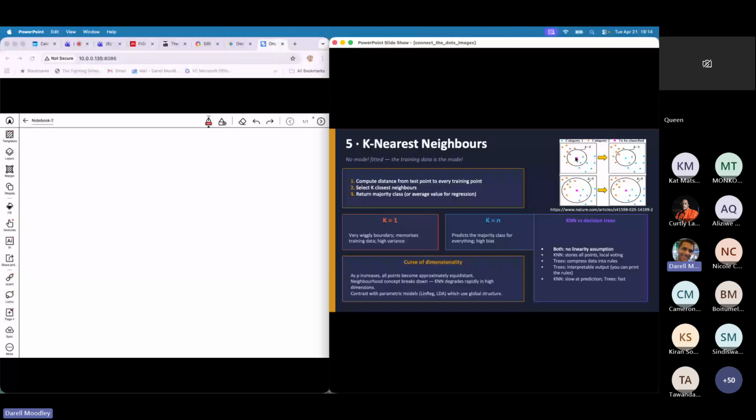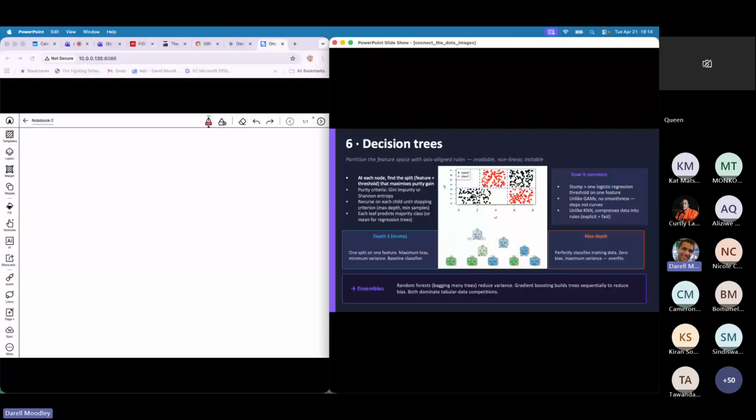And the same thing for decision trees. It becomes the average of everything in these nodes. Okay.